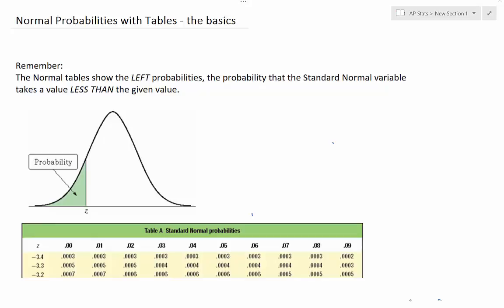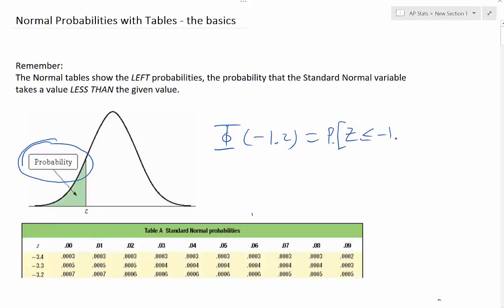Remember that this is a continuous distribution, so the probability that the variable actually equals a very precise single value is 0. So it doesn't really matter whether we're talking about less than or less than or equal to. This tail probability has a notation attached to it. So phi of minus 1.2, for instance, is the probability that the variable takes a value less than or equal to minus 1.2.